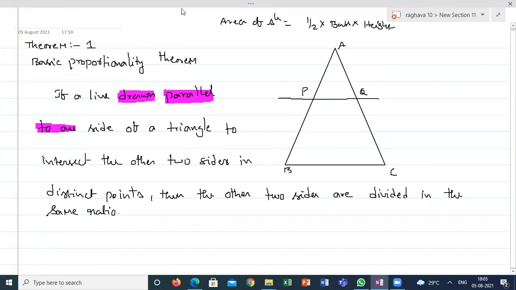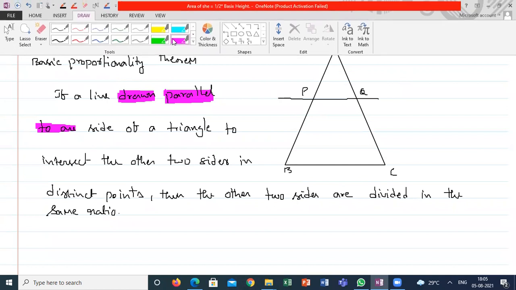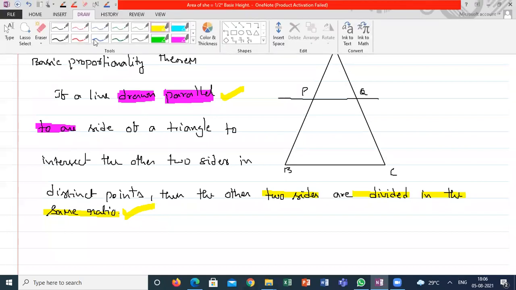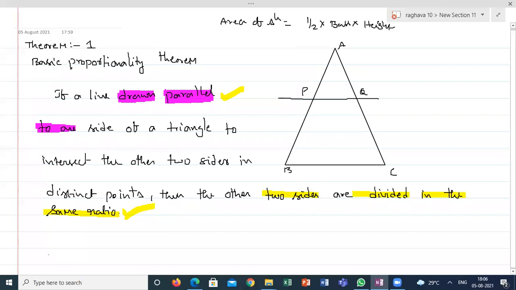What do I have to prove here? With this given data, I have to prove that the other two sides are divided in the same ratio. This is like an input, and this is what I have to calculate. So first I am going to write what is given. Guys, is it clear what I'm trying to say? How to approach any kind of thing? Yes, sir.